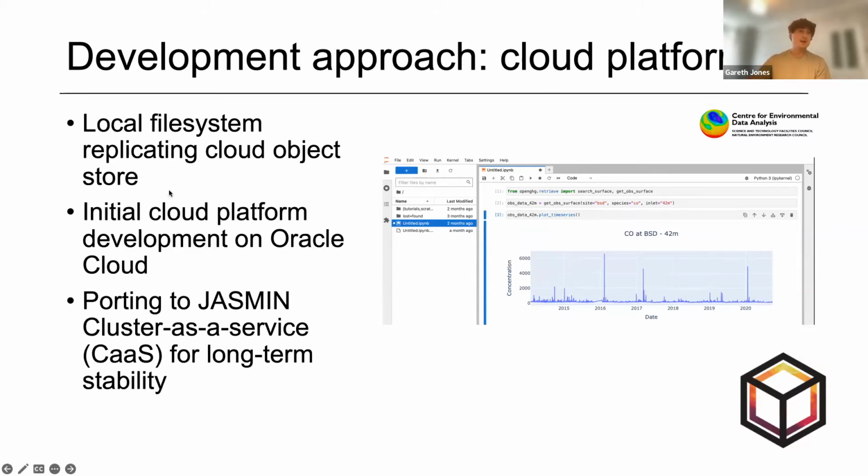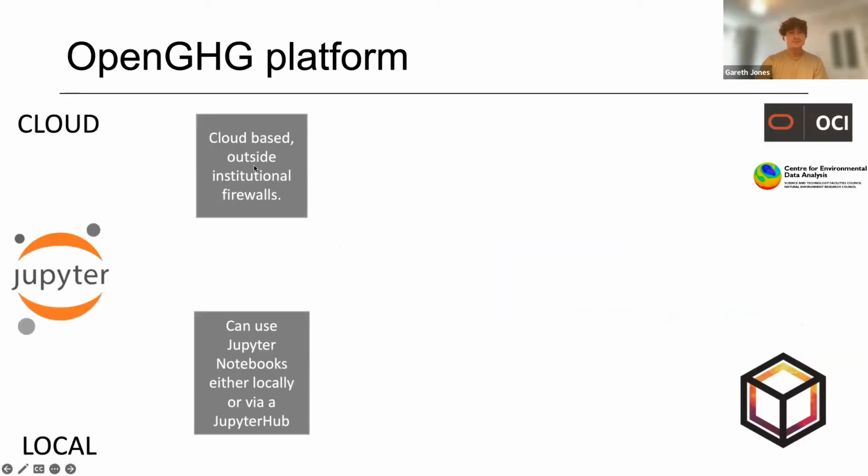To that end, we're going to be moving on to JASMIN, one of their new cluster-as-a-service setups. We're in talks with them to move on to the JASMIN cloud, which would be good. Because we've developed it based on open source technologies, it should be quite easy to port over. There's just a few things behind the scenes we need to change. Next slide, please, Matt.